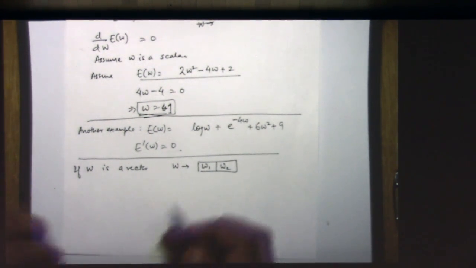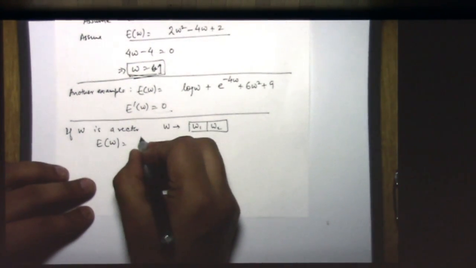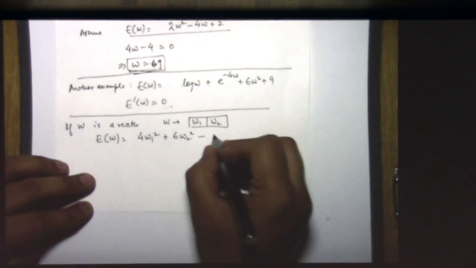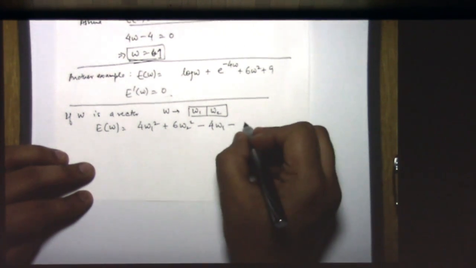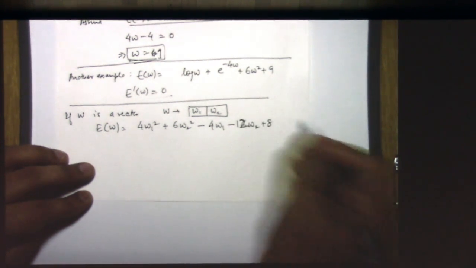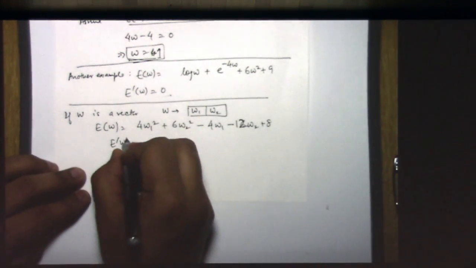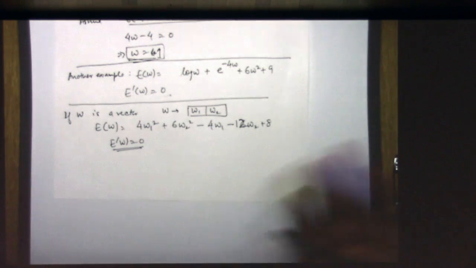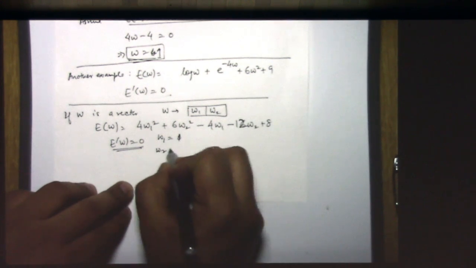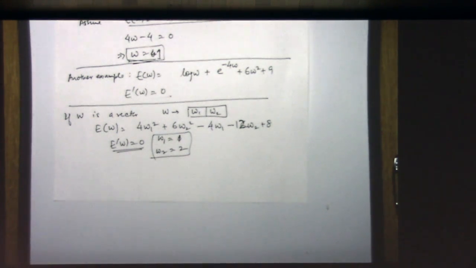So in this case, let's say E of W is 4W1 square plus 6W2 square minus 4W1 minus 12W2 plus 8, right? So this is the error function. You can set the derivative of this to 0, and what you will see is that this will give you an answer, I think W1 will come to 1, and W2 will come to 1. Why? Because the derivative is a linear system of equations, right?